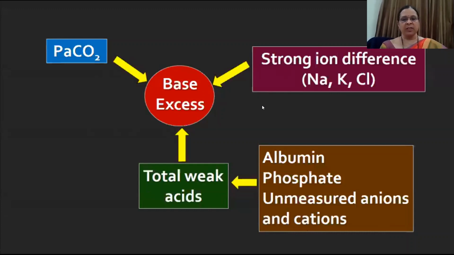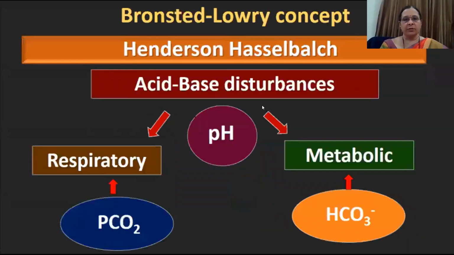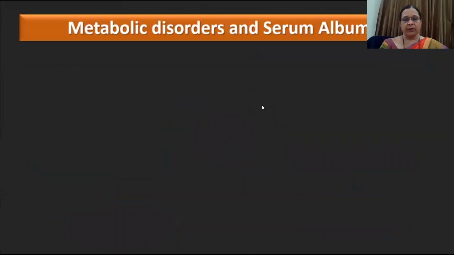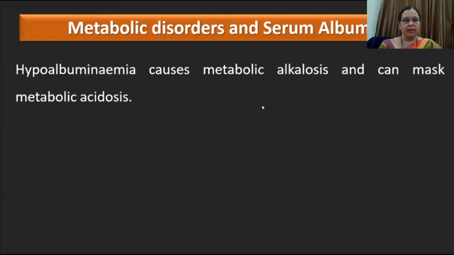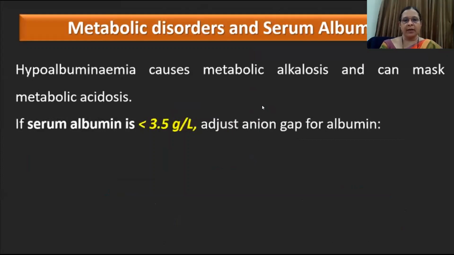For most concepts, you have two schools of thought, right? You have the traditional method and you have Stewart's method, and there's always a competition. So the people who are following the Henderson-Hasselbalch equation said, yeah, we agree with you that there is an effect of electrolytes. They also looked at the albumin levels, metabolic disorders, and serum albumin. So they said, we accept that hypoalbuminemia causes metabolic alkalosis and that it can mask metabolic acidosis. So we'll correct anion gap for albumin.